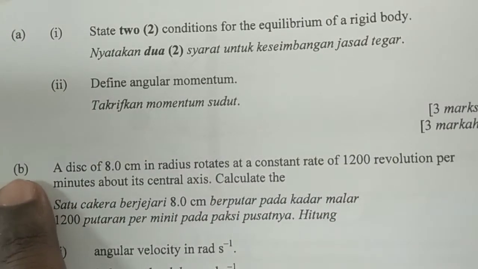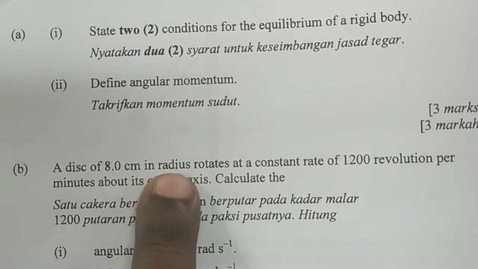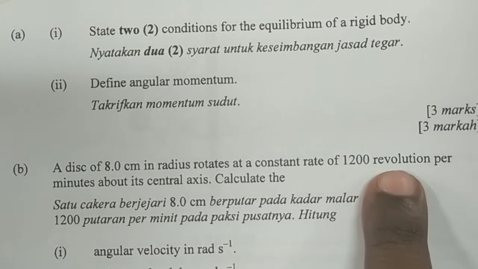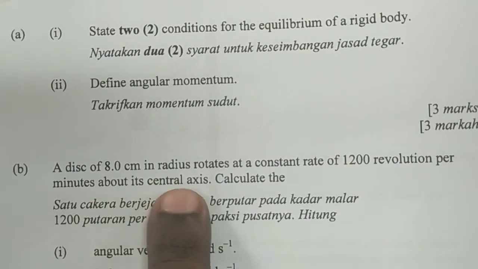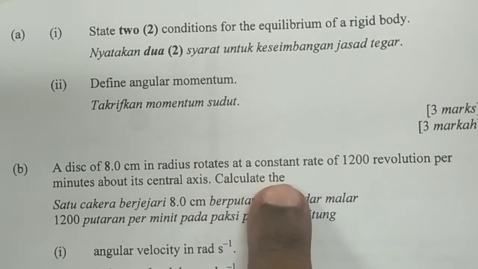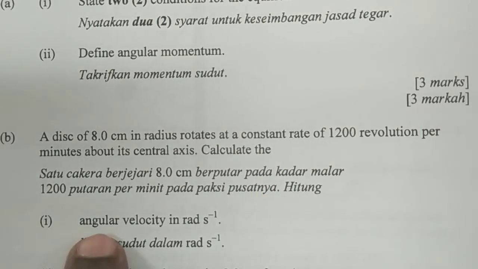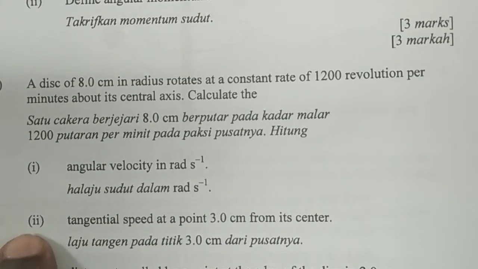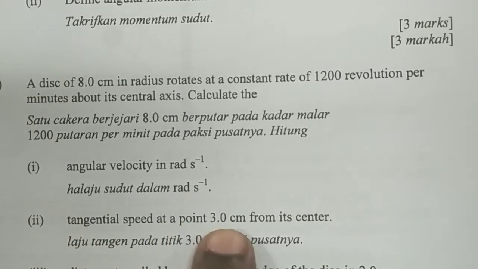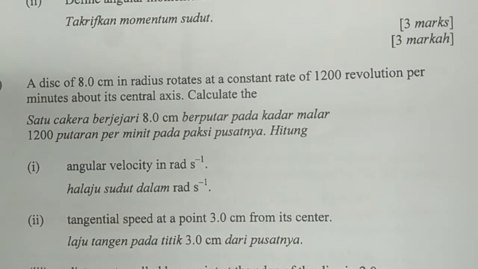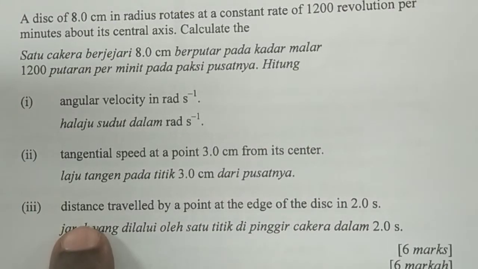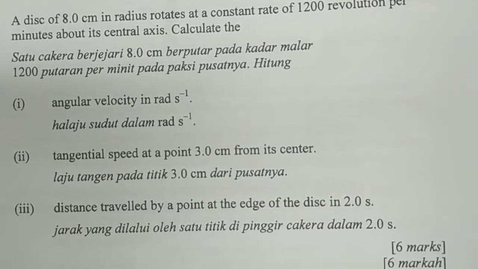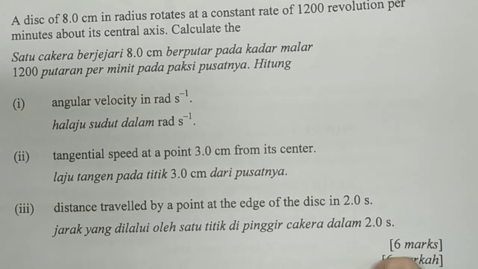Section B. A disk of 8 cm in radius rotates at a constant rate of 1200 revolutions per minute about its central axis. Calculate: 1, the angular velocity in radians per second. 2, the tangential speed at 0.3 cm from its center. 3, the distance traveled by a point at the edge of the disk in 2 seconds. Altogether, section B is 6 marks.